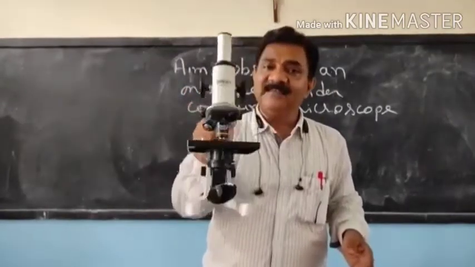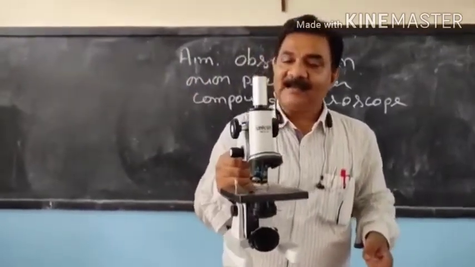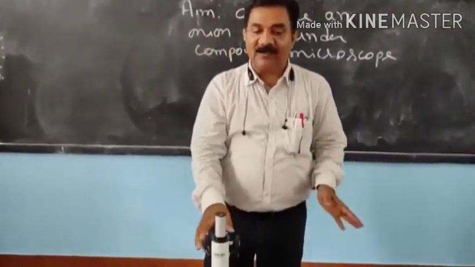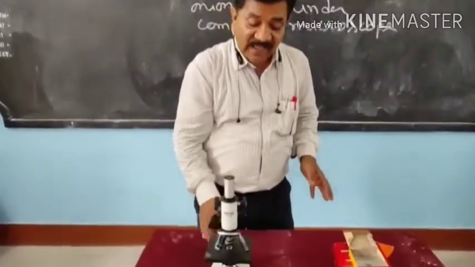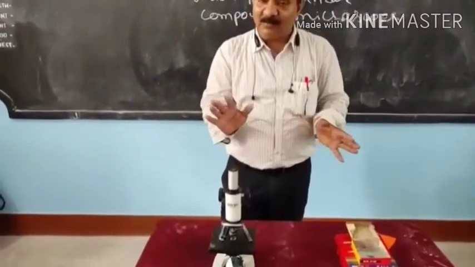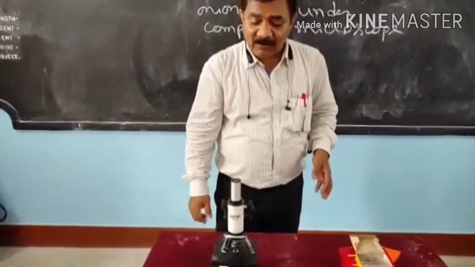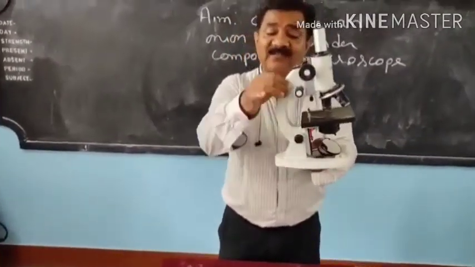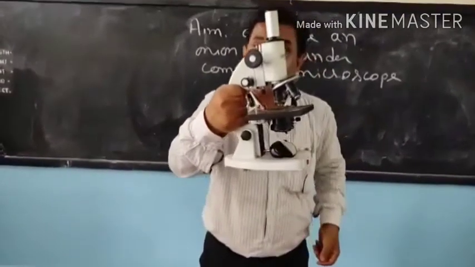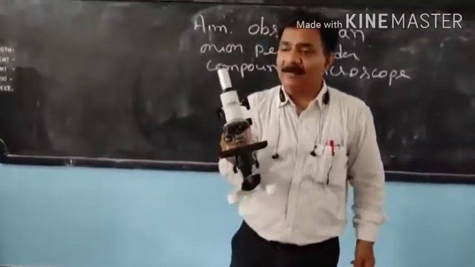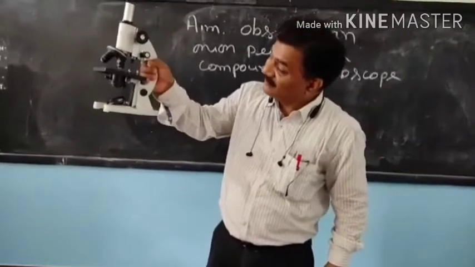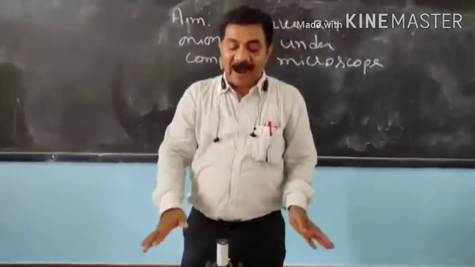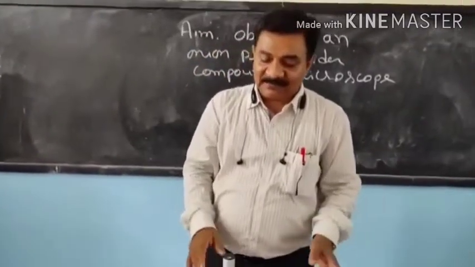Dear children, this is a compound microscope. Let us see the parts of the compound microscope. First thing, whenever I ask you to carry a compound microscope, hold this part only, and this part by which I am holding is called the arm. So we will carry the compound microscope by holding the arm only. Now, let us discuss the different parts of a compound microscope.